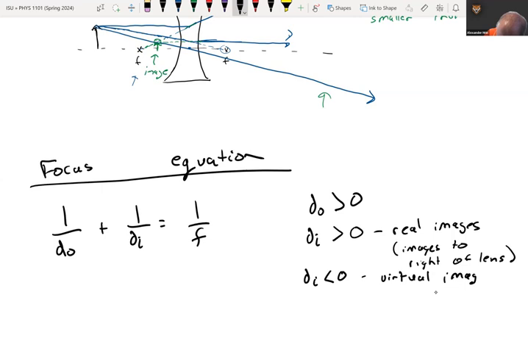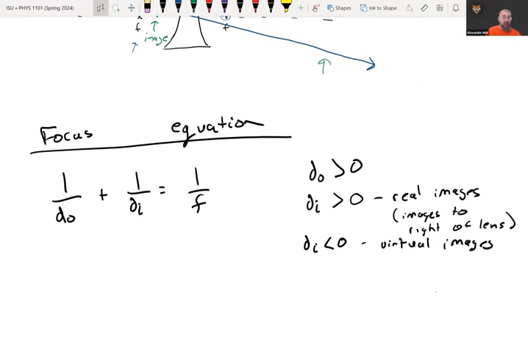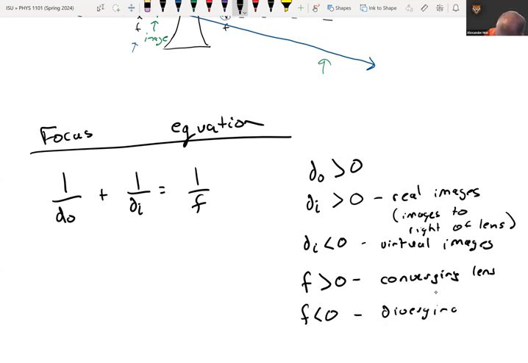Now, we didn't talk about this, but it's important to know that mathematically you can distinguish between a diverging lens and a converging lens with the focus. So f is greater than zero. This is for converging lenses. Okay, so you give a positive focus if your lens is a converging lens, kind of like a magnifying glass. Your f is less than zero for diverging lenses. Okay, so these are some of the sign conventions that are helpful to keep in mind.